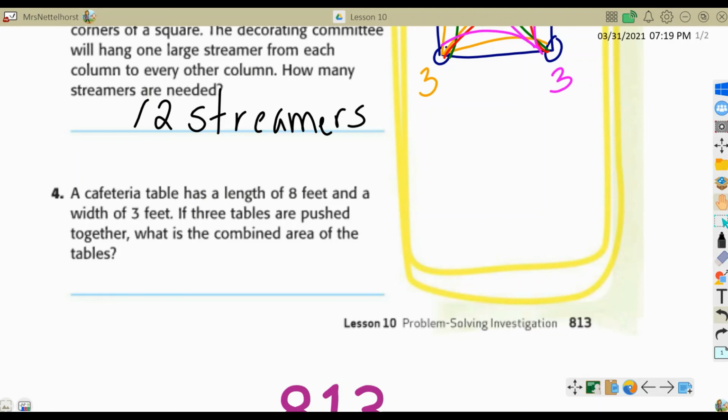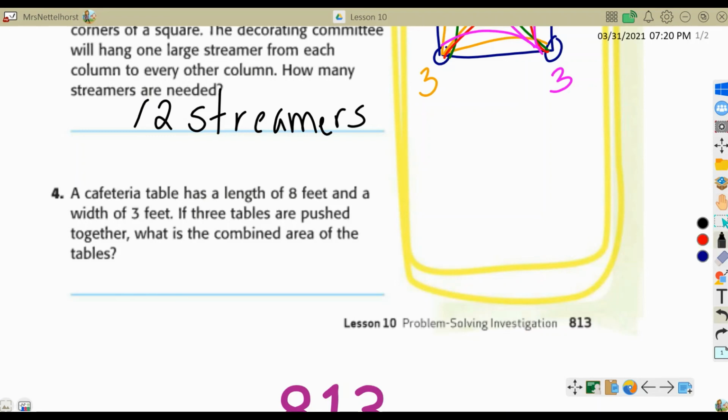A cafeteria table has a length of 8 feet and a width of 3 feet. If 3 tables are pushed together, okay, so I know the size of my tables, they're 8 by 3s, and I'm going to push 3 of them together. Then I'm going to read it with the question now. A cafeteria table has a length of 8 feet and a width of 3 feet. If 3 tables are pushed together, what is the combined area of the table? So I know I need area.